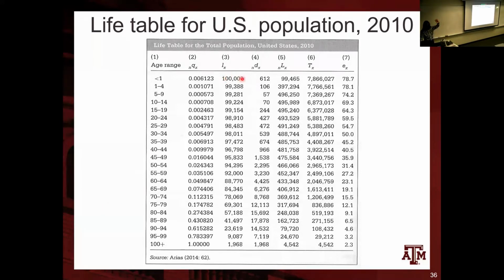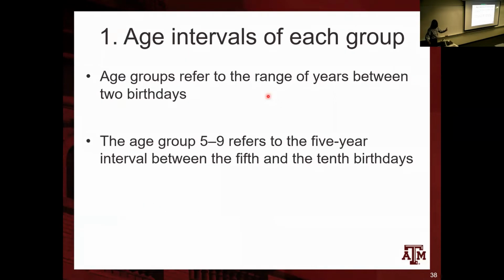Start with an initial population, multiply this by this, we get the people dying. This one minus this one, people surviving to the next age group. This one multiplied by this, people dying. This one minus this, population alive in the following age group. This one times this, number of people dying. So step by step, that's how you do these calculations.